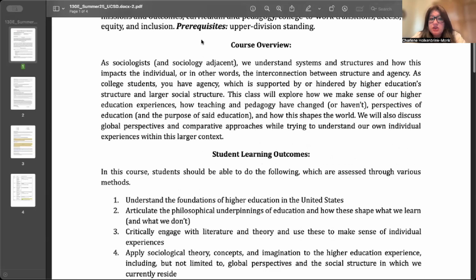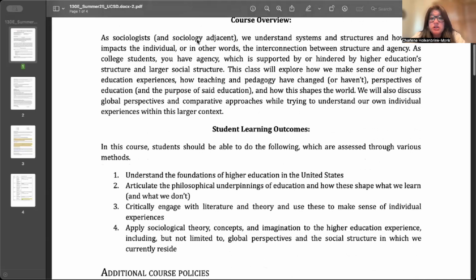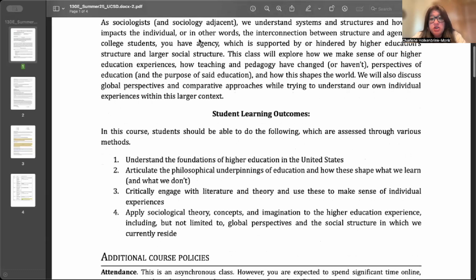So, as sociologists and sociology adjacent, I say that because not everybody is a sociology major, we understand systems and structures and how this impacts the individual, or in other words, the interconnection between structure and agency. As college students, you have agency, which is supported by or hindered by higher education structure and larger social structure as a whole. This class will explore how we make sense of our higher education experiences, how teaching and pedagogy have changed or happened, perspectives of education and the purpose of said education, and how this shapes the world. We will also discuss global perspectives and comparative approaches while trying to understand our own individual experiences within the structure.